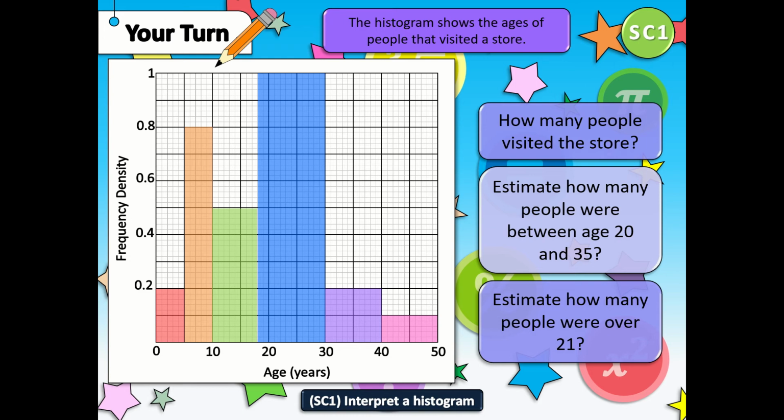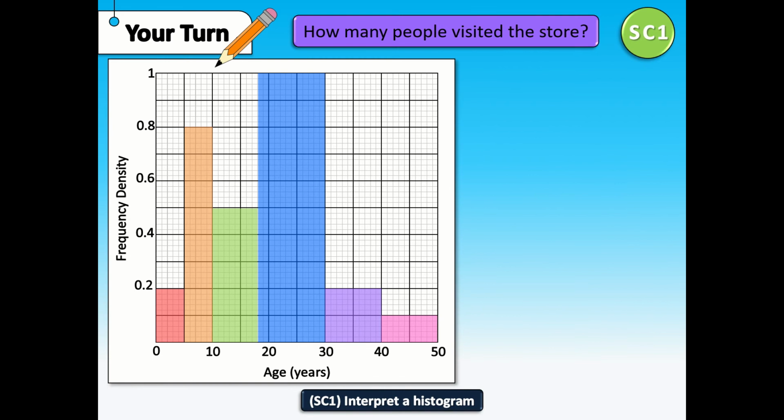So this histogram shows the ages of people that visited the store, and we're being asked how many people visited the store. So to begin with, the red bar tells us how many people were aged between 0 and 5, so that's 1.